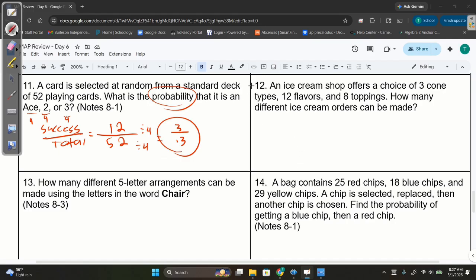Number 12. An ice cream shop offers a choice of 3 cone types, 12 flavors, and 8 toppings. How many different ice cream orders can be made? So, I've got 3 slots: cone type, flavors, toppings. I've got 3 possible types of cones, 12 possible flavors, and 8 possible toppings. All I've got to do is multiply these things together, and I should get 288 different types of orders you can have.